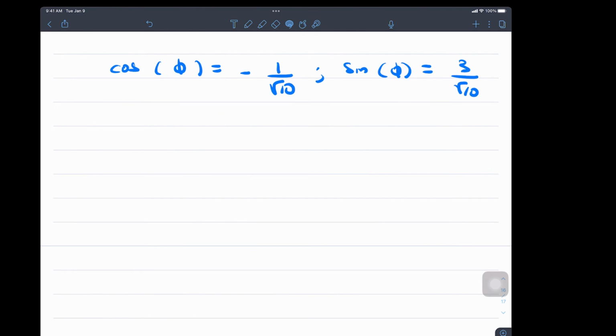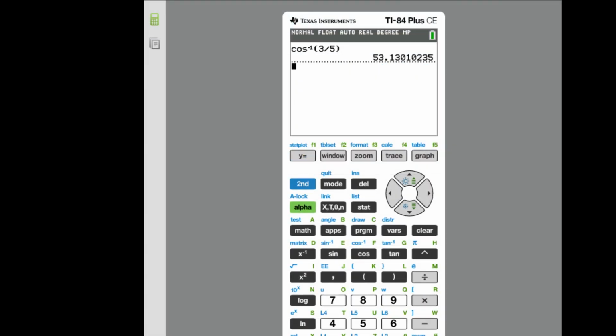Okay, cosine's negative. Sine's positive. Let's find what phi is. Okay, let's go to the calculator because we need phi. So how do I get phi? Use inverse cosine of -1 over the square root of 10. This will give you your phi now. Inverse cosine of -1 divided by the square root of 10, in parentheses.